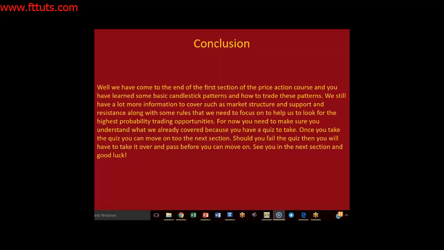For now, you will need to make sure you understand what we already covered because you have a quiz to take. So once you take the quiz, you can move on to the next section. Should you fail the quiz, then you will have to take it over and pass before you can move on. See you in the next section, and good luck.